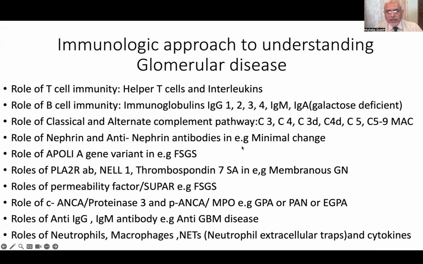The role of anti-nephrin antibodies is being described in minimal change disease. APOL1 gene variant has been well characterized in FSGS, particularly collapsing varieties. PLA2R antibody, NELL1, thrombospondin, we already mentioned in membranous. suPAR is now touted as one factor in FSGS, which can be commercially available soon. And of course, your P-ANCA and C-ANCA, along with the anti-IgG, IgM role of the anti-GBM disease, and the roles of neutrophils, macrophages, and the neutrophil extracellular traps and cytokines in various forms of granulomatous angiitides.